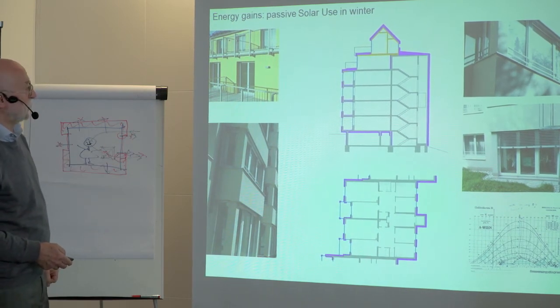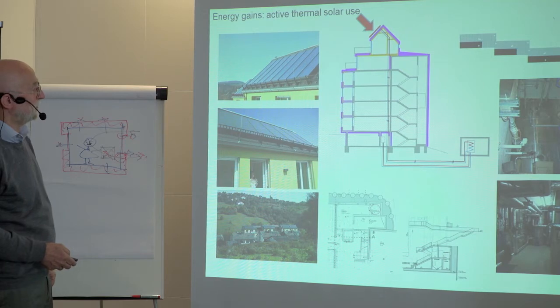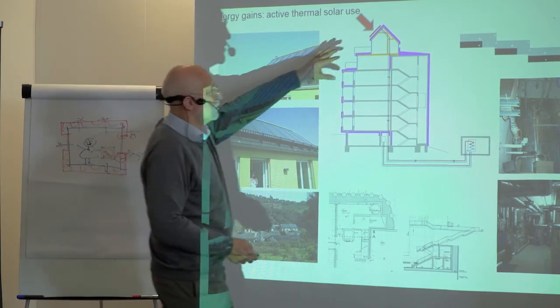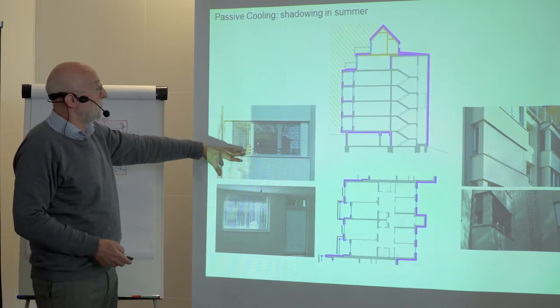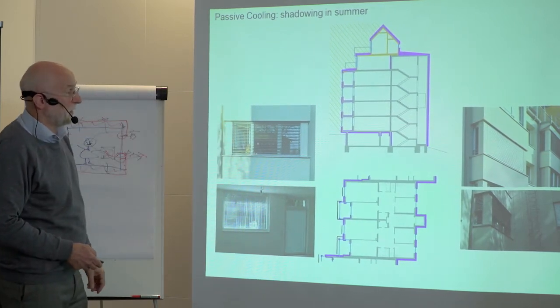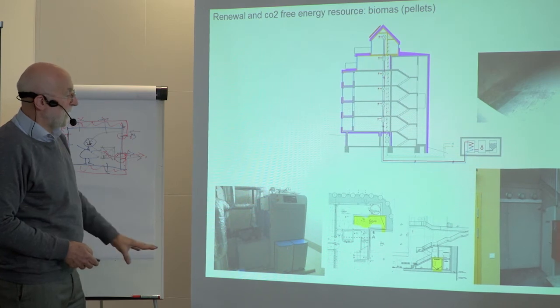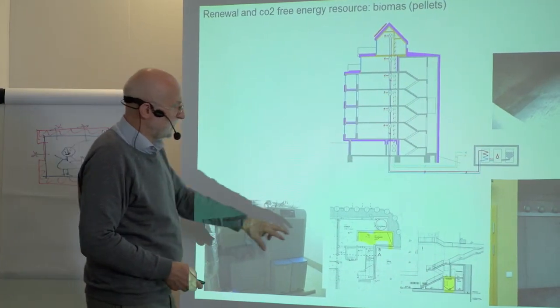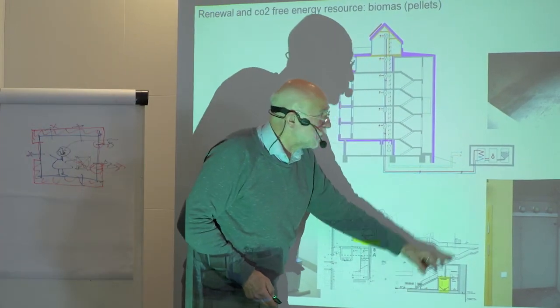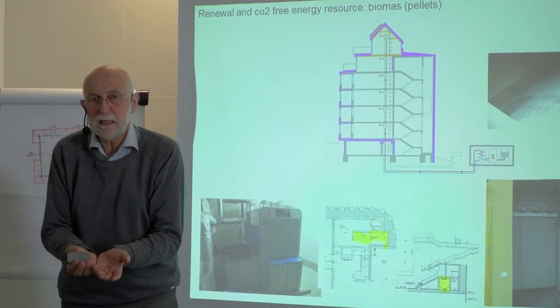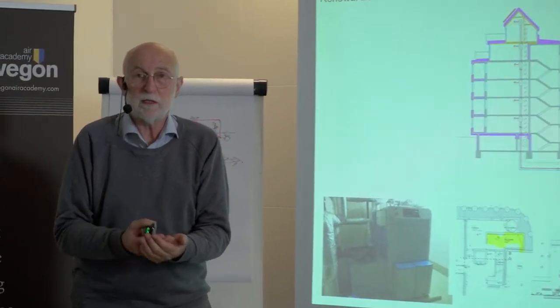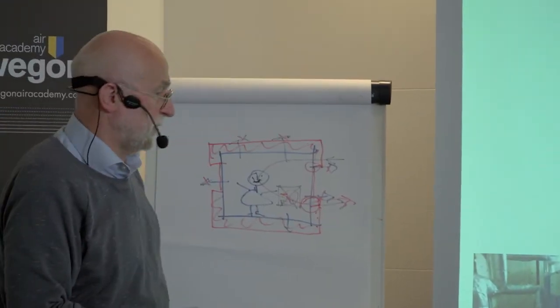Passive solar use, we come now to the productive part. Thermal collectors on the roof. Screens outside where it's necessary against the overheating in summer. And we have a central heating system with wood pellets. So the entire heat demand is covered without CO2 exhaustion.